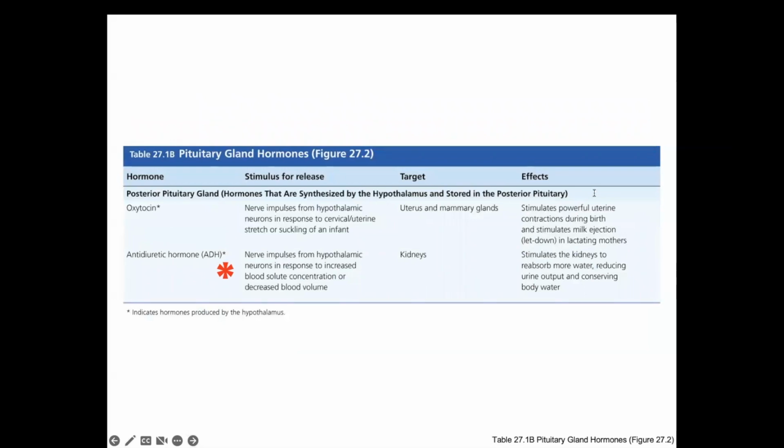These next two hormones are released by the posterior pituitary. Remember that the posterior pituitary does not synthesize these hormones, but only stores them and releases them after being produced by the hypothalamus.